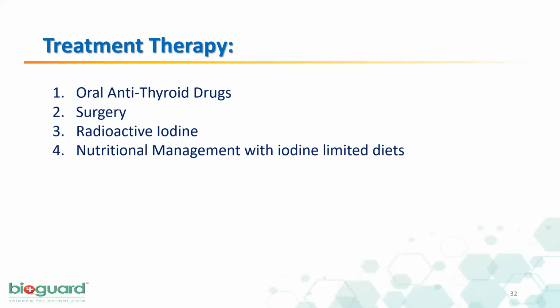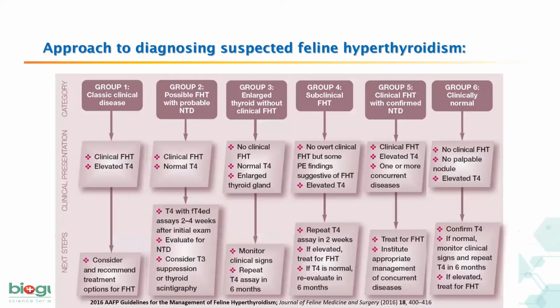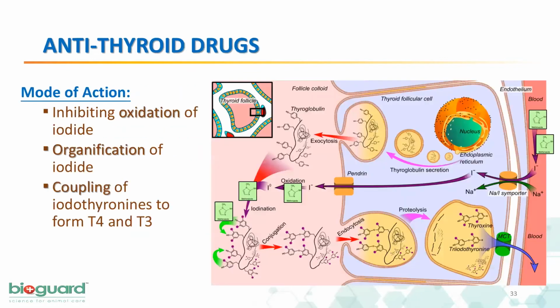All the methods have their advantages and disadvantages. So based on the critical cases or the initial diagnosis, the veterinarian will choose a proper treatment therapy for the patient. So let's go through each method one by one. First we will talk about the anti-thyroid drugs. Before I let you know about the drugs, I would like to mention how these drugs actually control hyperthyroidism.